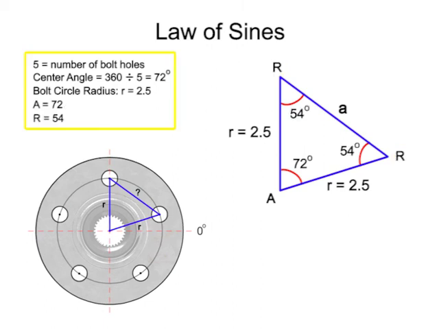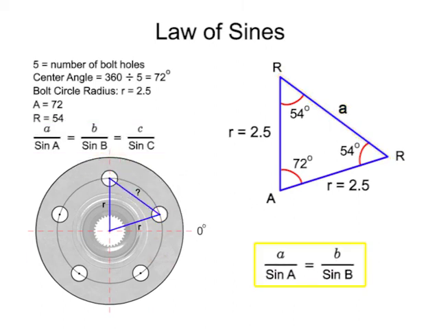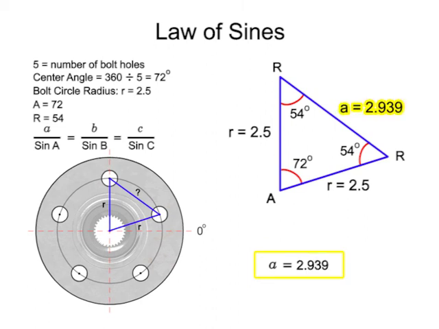Now that we've collected all the facts about the triangle, we can use the information to solve for the third side, which is the distance between the two bolt holes. Using the law of sines, we can rearrange the equation to solve for the unknown side. Substituting in the values we know, we can then calculate the value of the third side. The value of the third side is equal to the distance between the two bolt holes.